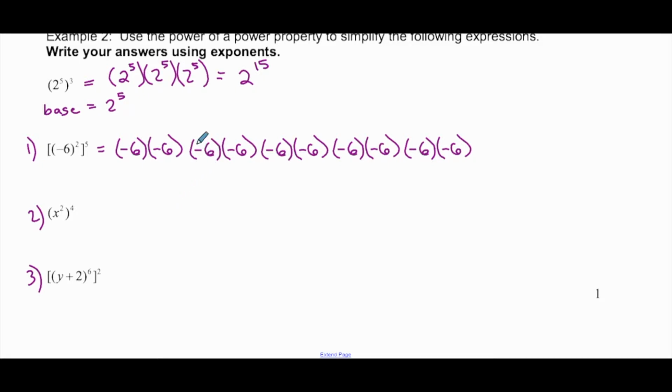So the power of a power property helps us. Instead of writing all of that out, I can say 2 times 5 is 10. If you double check, there are 10 of them there. So it's in parentheses -6 to the 10th power.